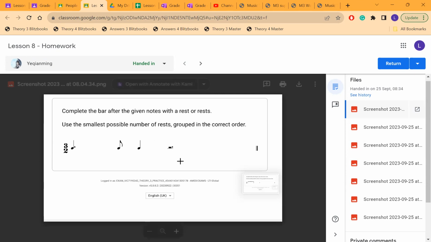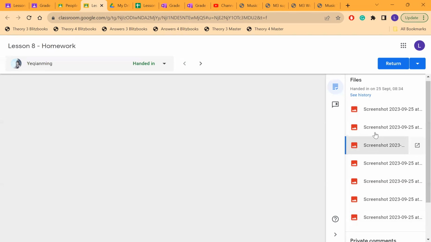So that one, dotted minim rest, you can only use in compound time. So it's a similar problem. I would make sure you separate that rest into a crotchet rest and then a minim rest. Okay, right? That's the simple solution. This one, is it the same?